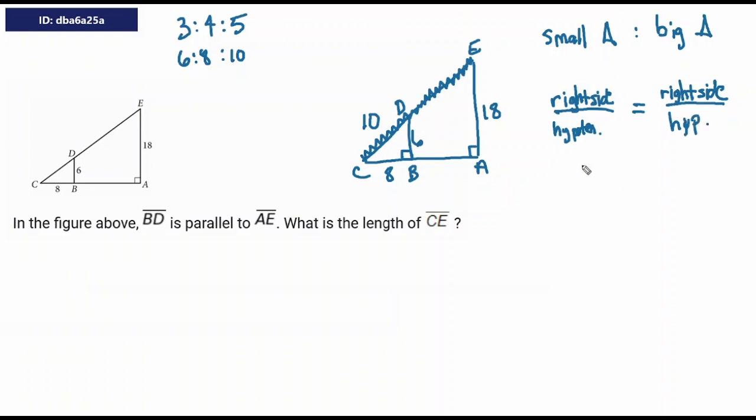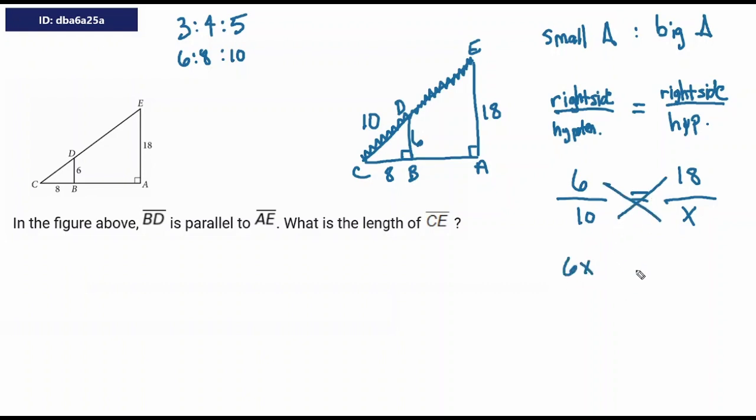So the small triangle, what's the right side? It's 6. And what's the hypotenuse? It's 10. What's the right side of the big triangle? It's 18. And what's the hypotenuse? You don't know. That's what you're looking for, right? Now, anytime you have a fraction, equal sign, fraction, what do you do? You just cross multiply. I mean, you're done.